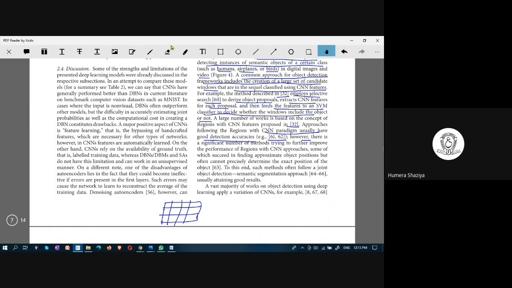You have got several methods, and they are trying to improve the performance of regions with CNN approaches. They are also trying to find the approximate object position. The problem that they face is they cannot precisely determine the exact position of the object. To solve this problem, a joint object detection semantic segmentation approach was presented in articles 64 to 66. If you refer to references 64, 65, 66, you will find a joint object detection semantic segmentation approach for determining the exact position of the object.